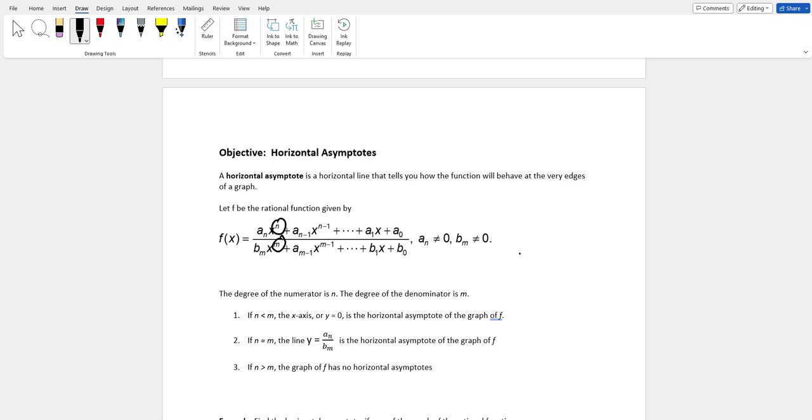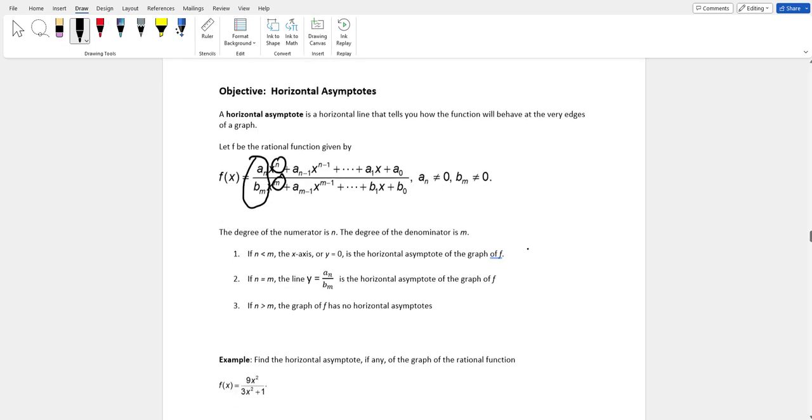If n and m are equal, this will be your horizontal asymptote: y is equal to a_n over b_m. And if n is greater than m, the graph has no horizontal asymptotes.